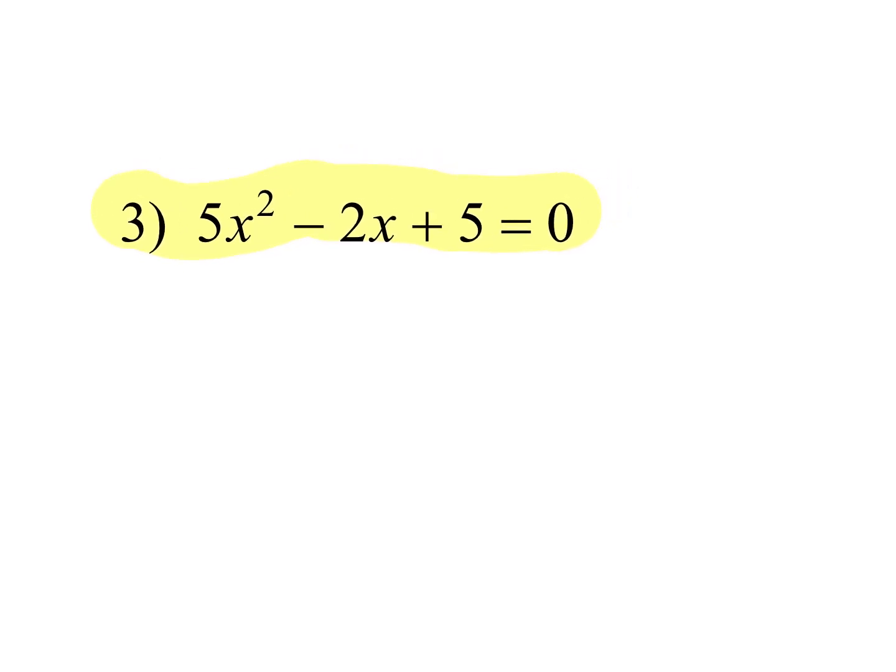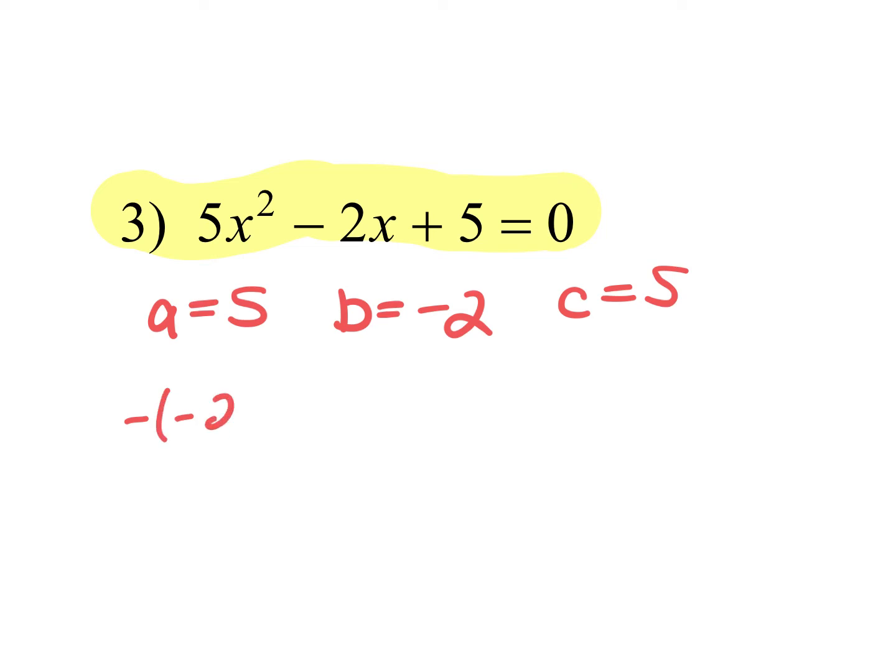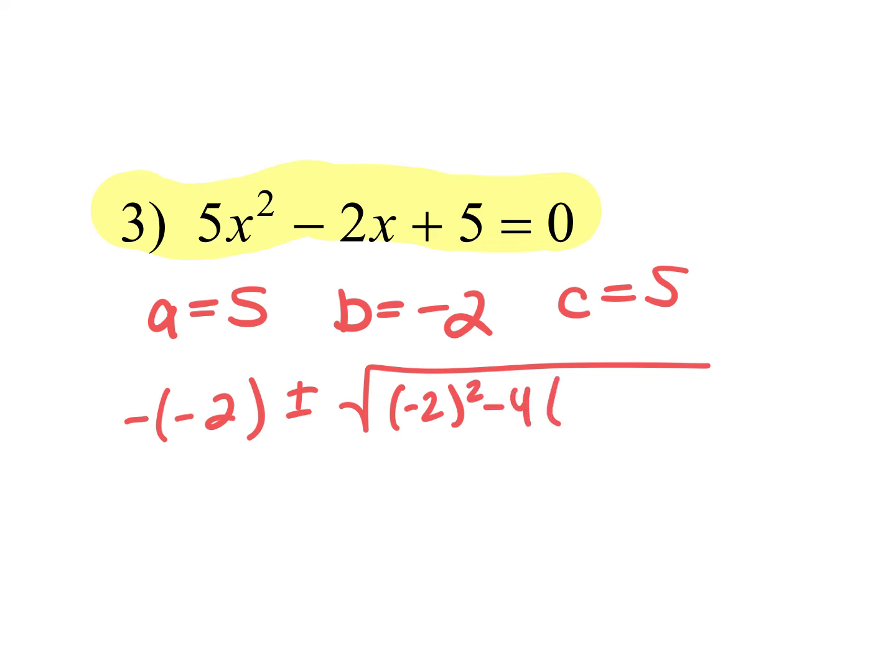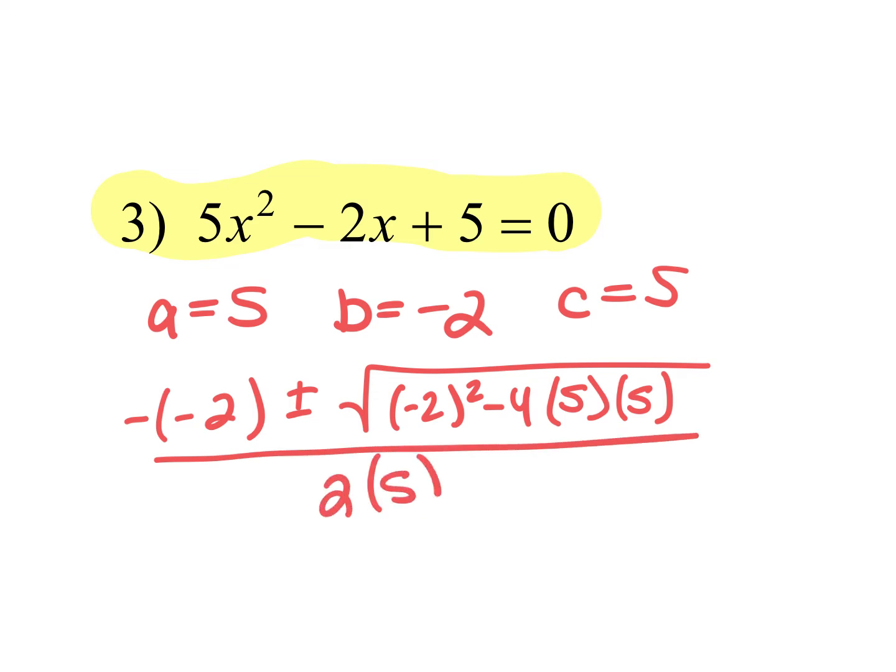All right, we're set up in standard form. We're good to go. So A equals 5, B equals -2, and C equals 5. -2 plus minus -2 squared minus 4 times 5 times 5 all over 2 times 5. Lots of 5's in there. Make sure the signs are correct.